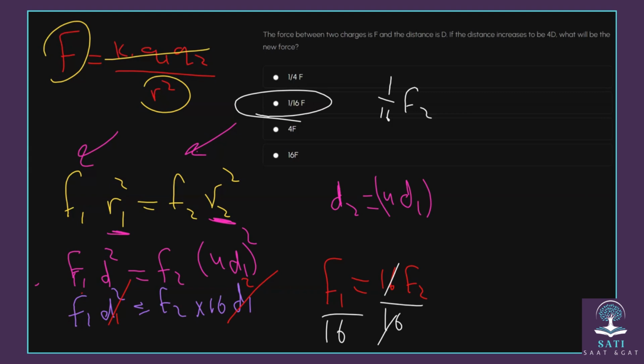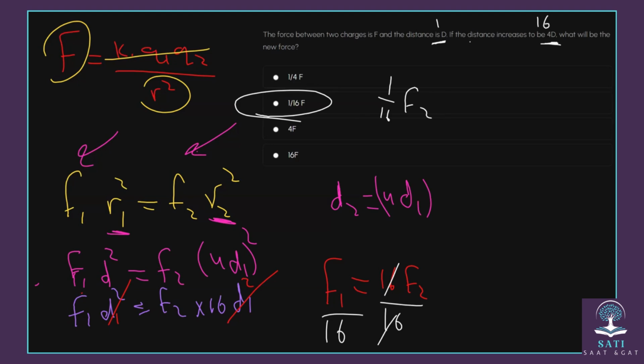To make it easier for you, as long as there is a square and the relationship is inversely proportional, if you square D1 and D2, the ratio between D1 and D2 is going to be 1 to 16. And for the force, it's going to be the opposite. Since it is inversely proportional, it's going to be 1 to 1 over 16.